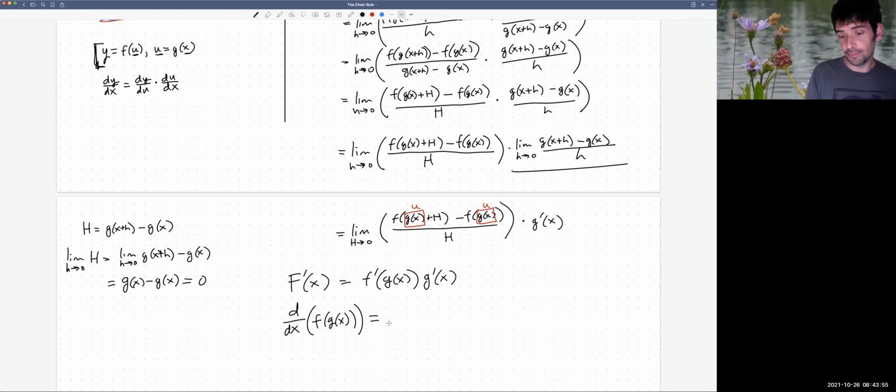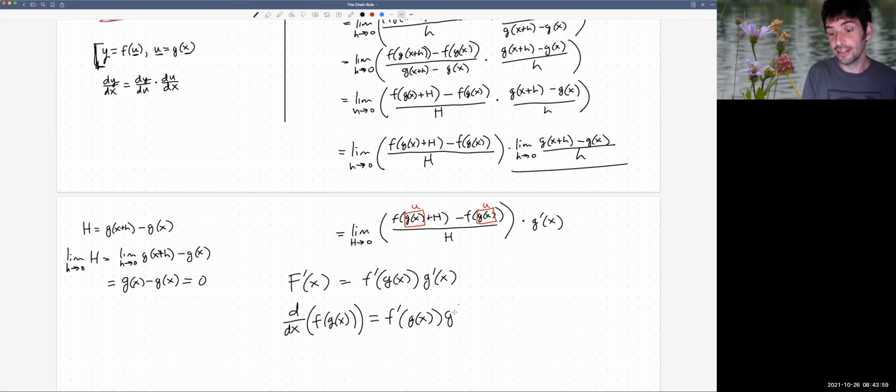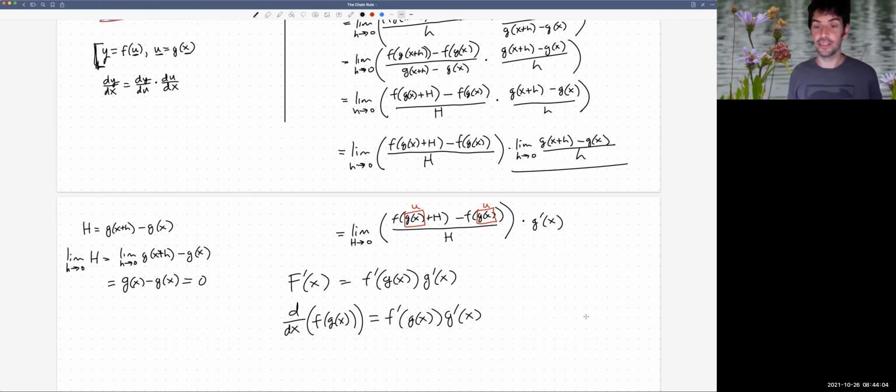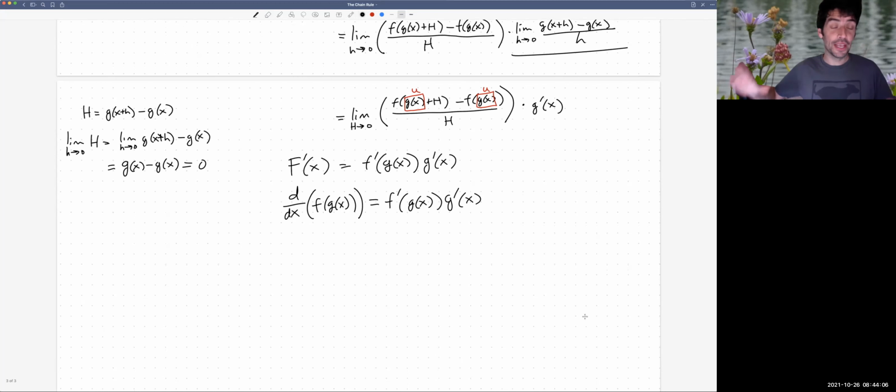The derivative of a composition of functions is the derivative of the outside with respect to the inside times the derivative of the inner function with respect to the input. Okay, maybe that was intuitive, maybe it wasn't.